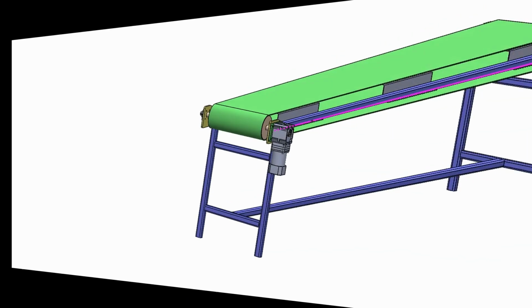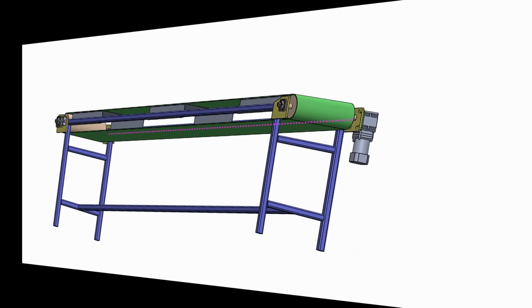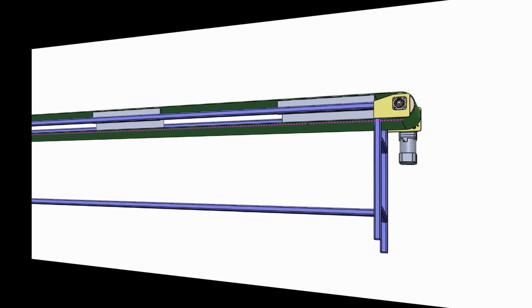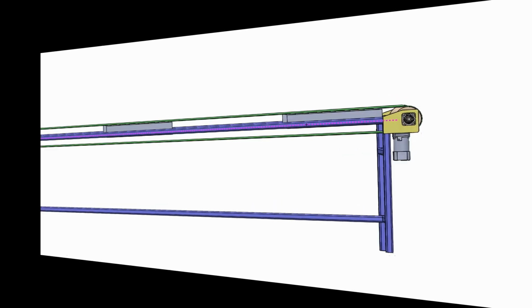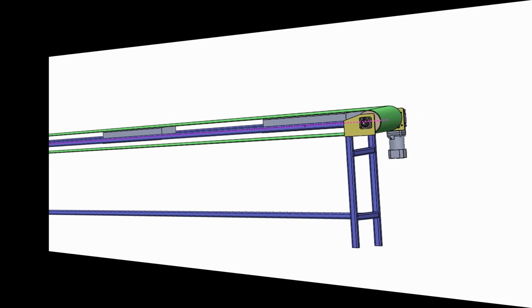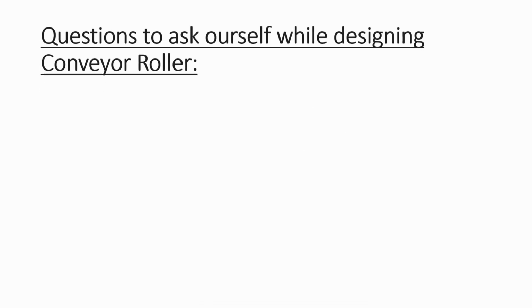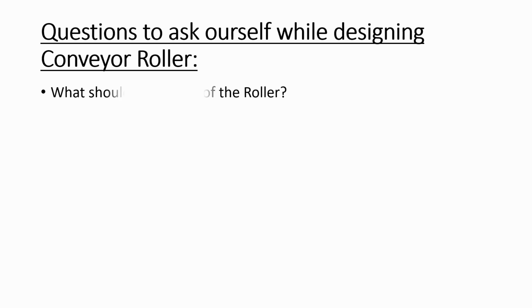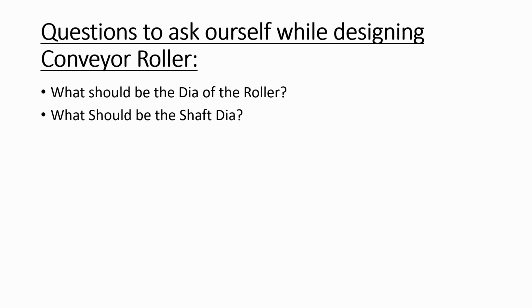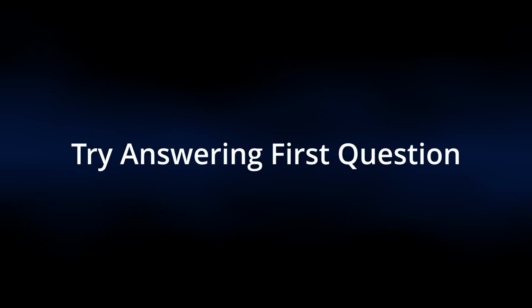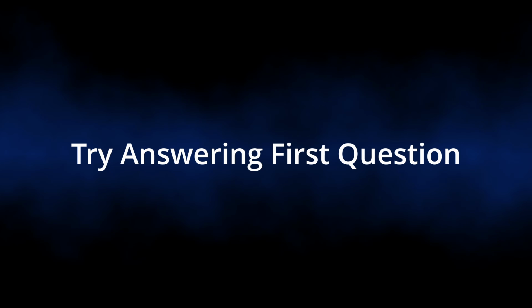Let's begin this video. For a conveyor to function properly, its belt and roller should be selected carefully. I will discuss roller selection first. For selecting the roller, we will have to ask ourselves three questions. Question number 1: what should be the dia of the roller? Question number 2: what should be the shaft size? Question number 3: what should be its material? Let's try to answer each one of them.